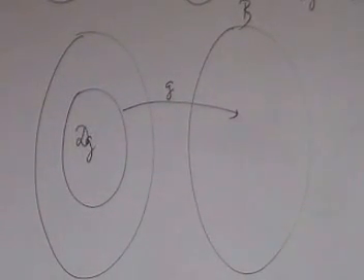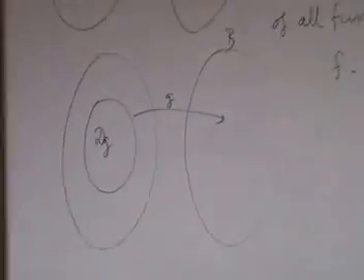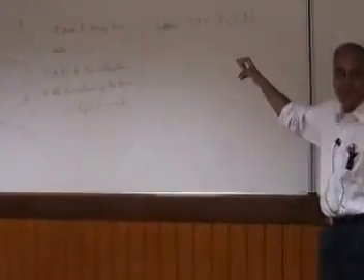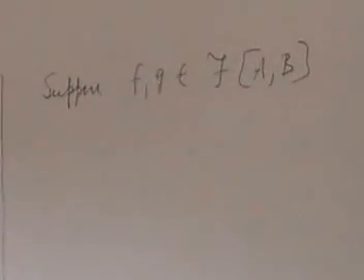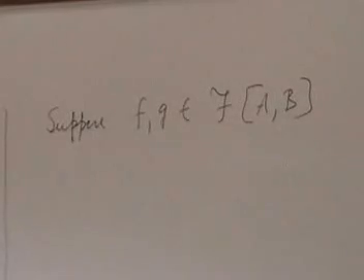Suppose F, G belong to F(A,B). The domain of F is a subset of A, the domain of G is a subset of B, and both of them have the codomain B. Now suppose we have any two such things.